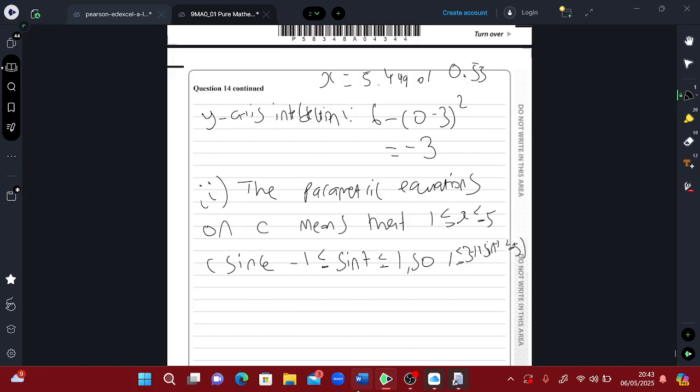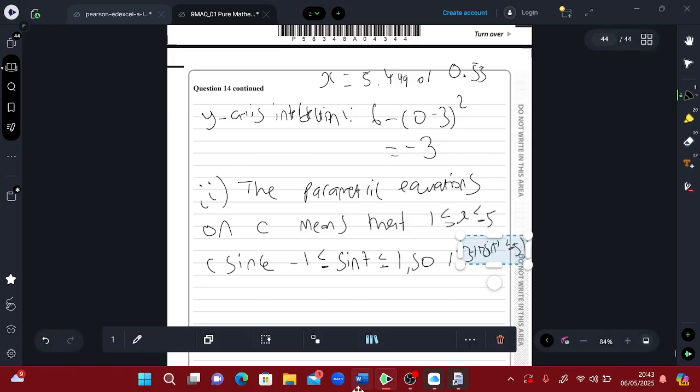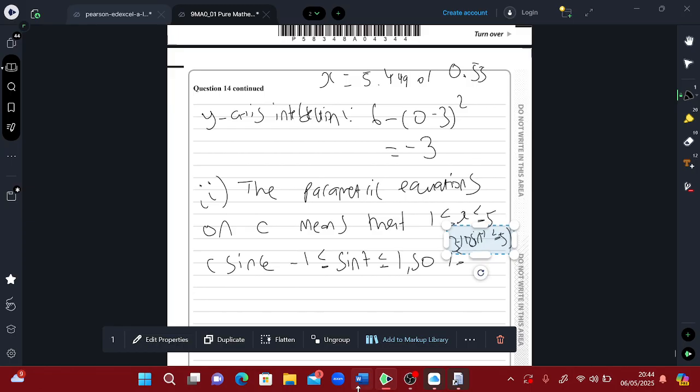Which is less than 5, which you worked out. Which is x, so 3 plus 2 sine t. It's not really clear, is it? Let's get rid of all this. What am I doing? Oh, now you want to copy and paste stuff. Could have done with that earlier.